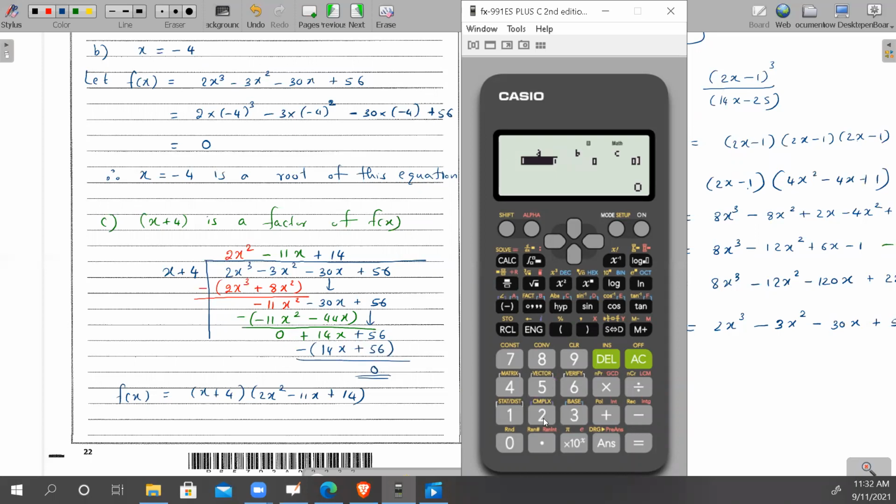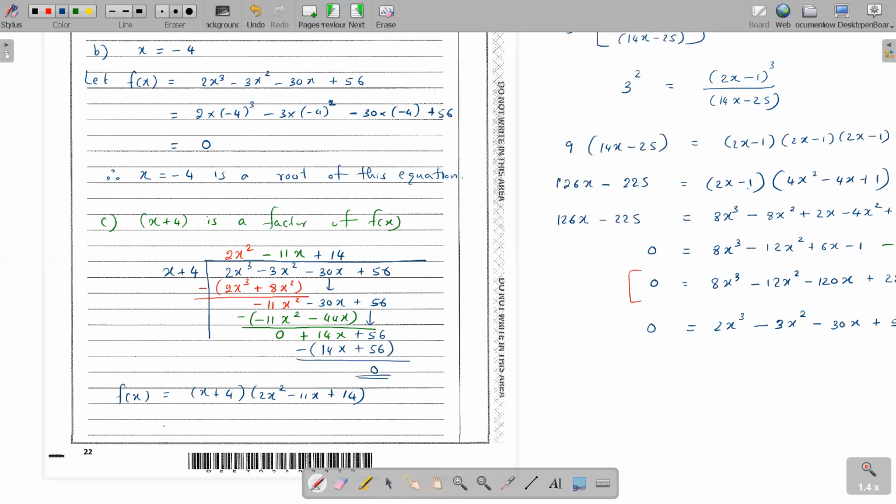So a is 2, b is minus 11, and c is 14, so ax² + bx + c. You are already familiar with this. x equals 7 over 2. You should know how to factorize this now. x equals 7 over 2 means the factor is 2x equals 7, which means 2x minus 7, right?